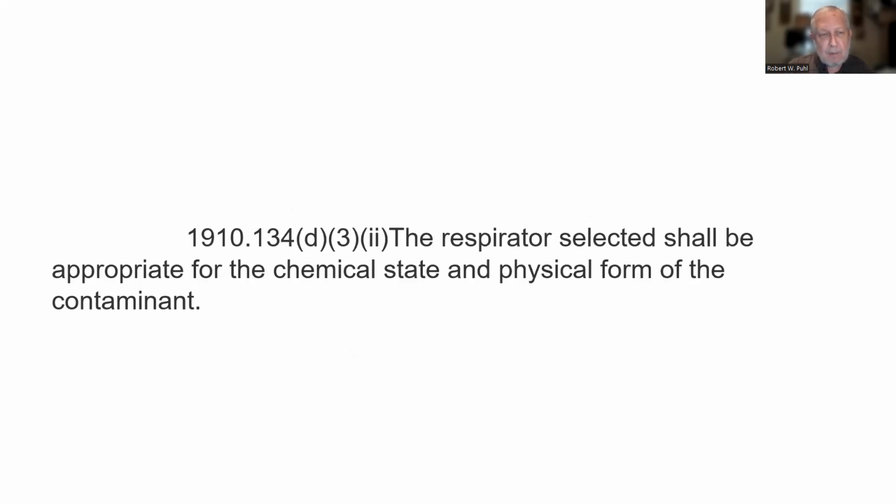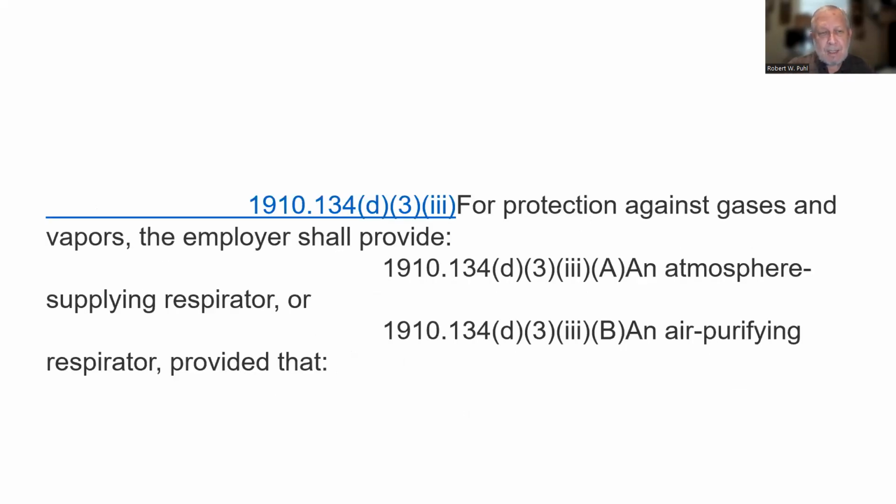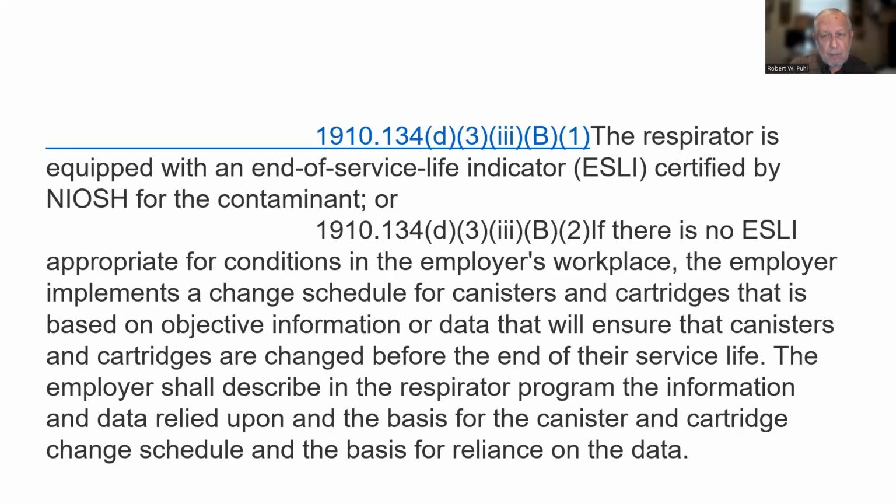The respirator selected shall be appropriate for the chemical state and physical form of that contaminant. For protection against gases and vapors, the employer shall provide an atmosphere-supplying respirator or an air purifying respirator, provided that the respirator is equipped with an end of service life indicator certified by NIOSH for the contaminant. The problem with ESLIs is, I'm pretty sure they're not available for every contaminant. So you have to be careful with those, the end of service life indicator.